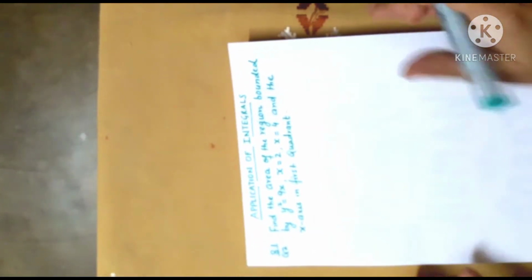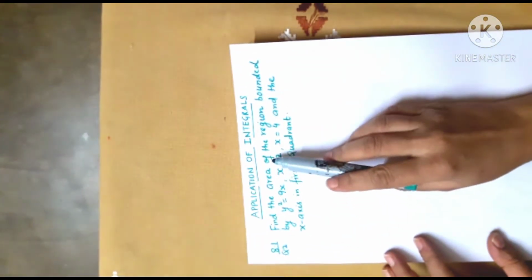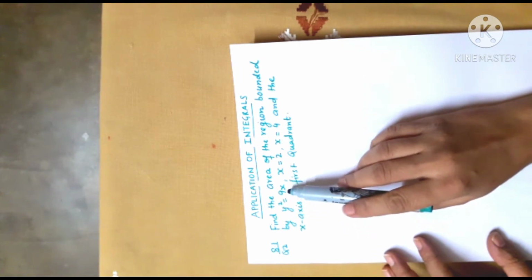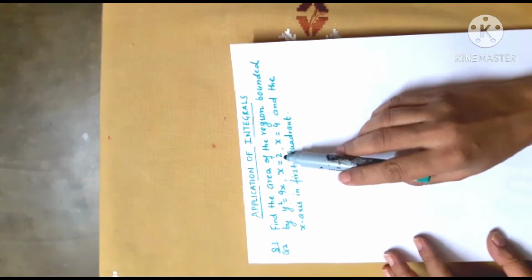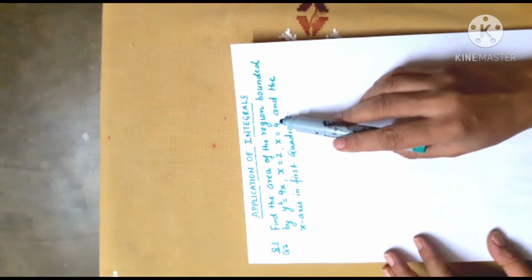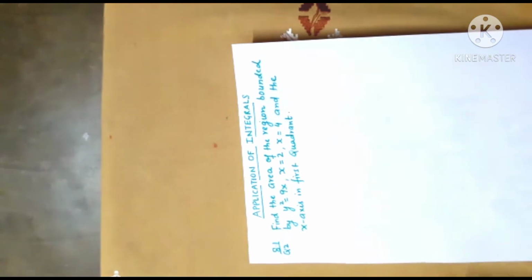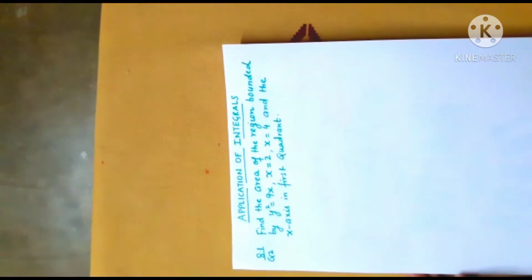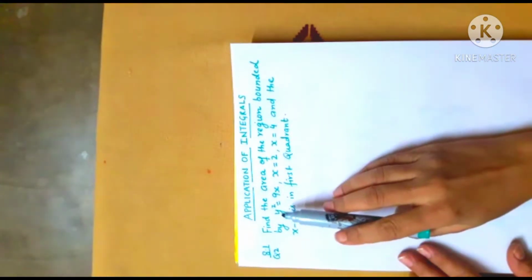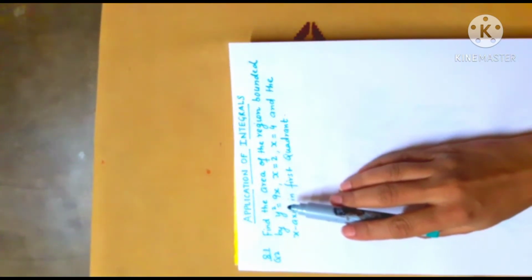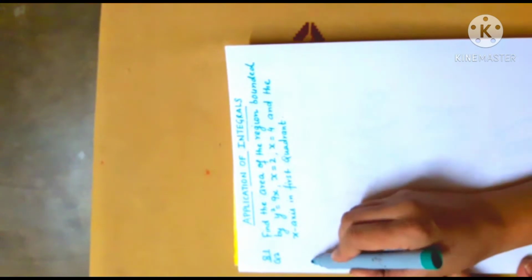The question is, find the area of the region bounded by y square equals 9x, x equals 2, x equals 4 and the x-axis in the first quadrant. First we will identify the curves involved in the question, then we will draw the figure.